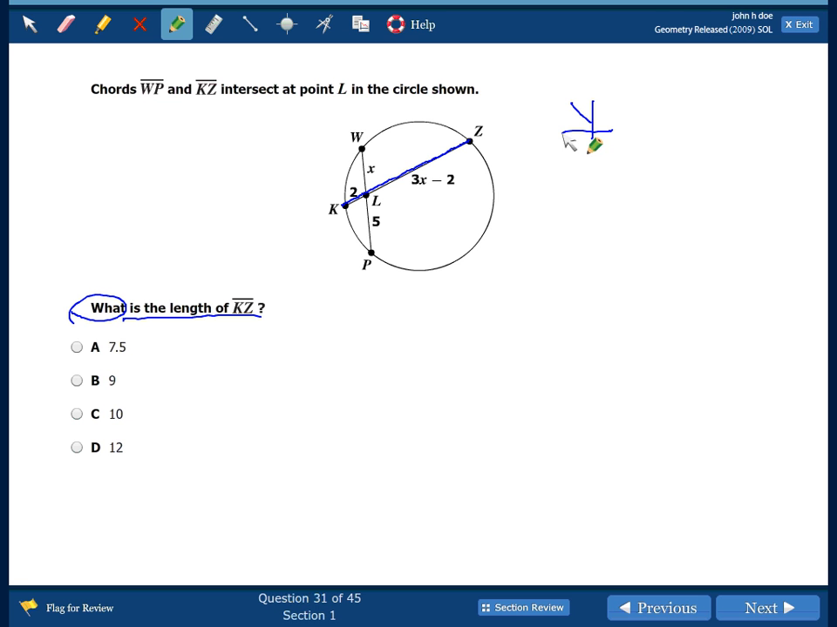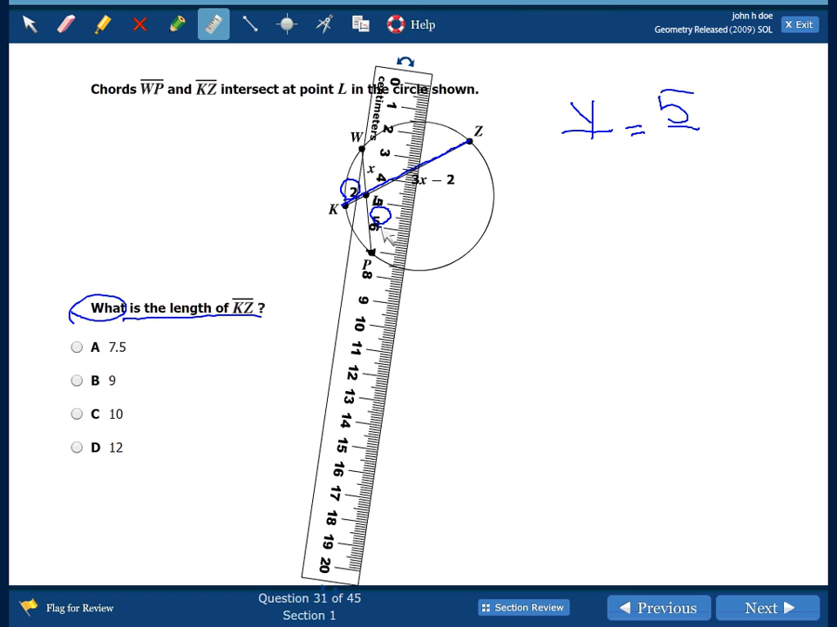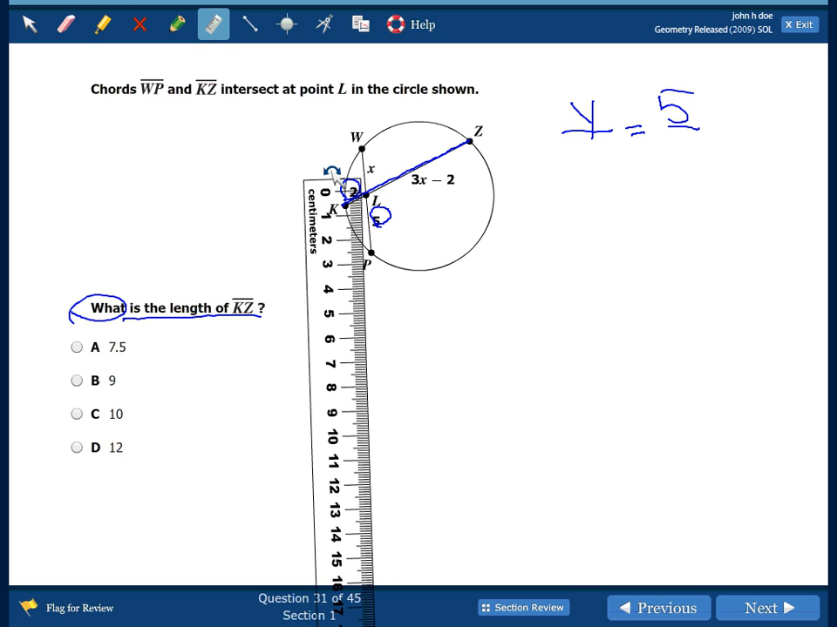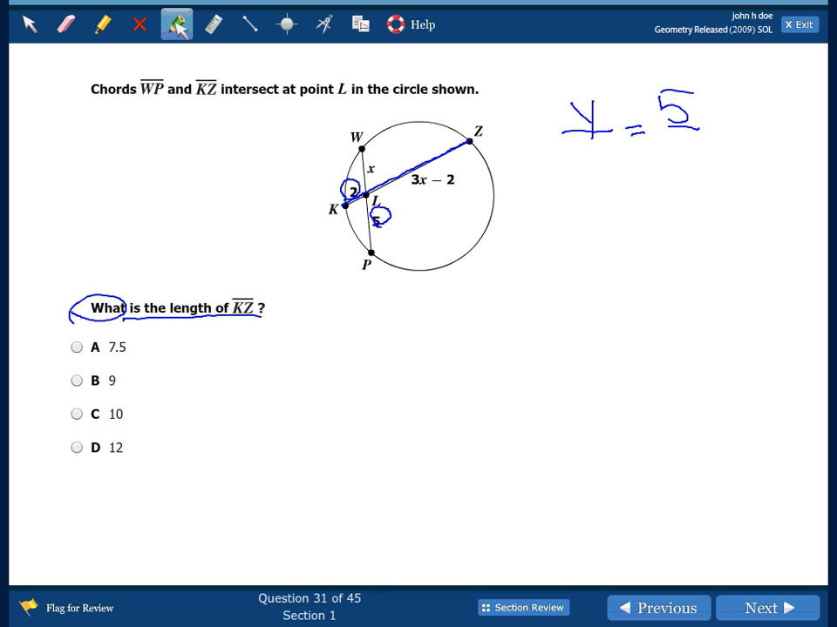I don't even need to first find x and then figure out what KZ is. I have one thing here. Actually, I have two lengths. I have 2 and I have 5. It looks like 5 is going to be easier for me to measure, so I'm going to use 5. Once again, we get the ruler out. We go to the centimeters. So let's measure 5. That'll be the easier one because it's a vertical line. So we see that's about 2.4. So underneath 5, we're going to write 2.4.